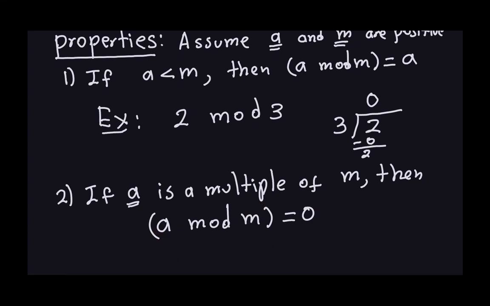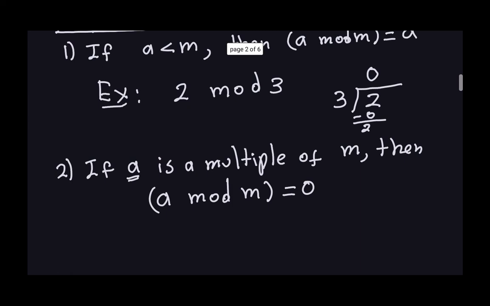Let's think about that for a second. So what happens if a is a multiple of m? Well, then m will go exactly into a. If m goes exactly into a, it means that the remainder, in that case, will be 0. That's why you get a 0 there.